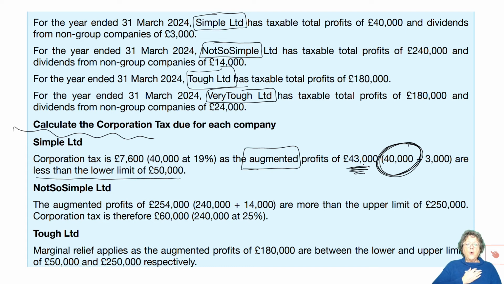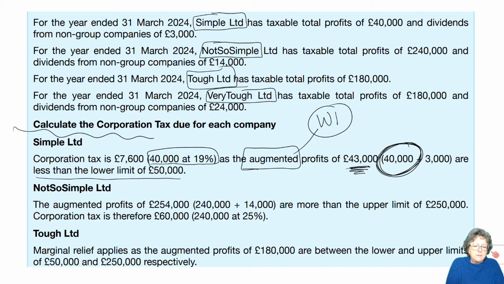Okay. Always make sure if you're doing this, augmented profits, you do it as a working away from your answer, so that your answer is already set up with 40,000 taxed at. Do your augmented profits somewhere else, work out the percentage and bring it back, and that way you probably won't tax 43,000, you'll tax 40,000. So the 40,000 is taxed at 19%, and there's your answer. Simple. Simple. Not so simple.